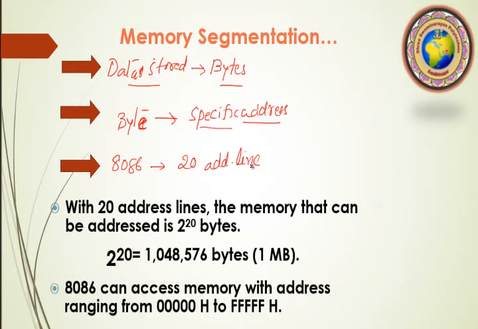So the 8086 can access memory with addresses ranging from 00000H to FFFFFH. This is the bottom or starting address, and this is the end address of the particular 1 MB addressing.